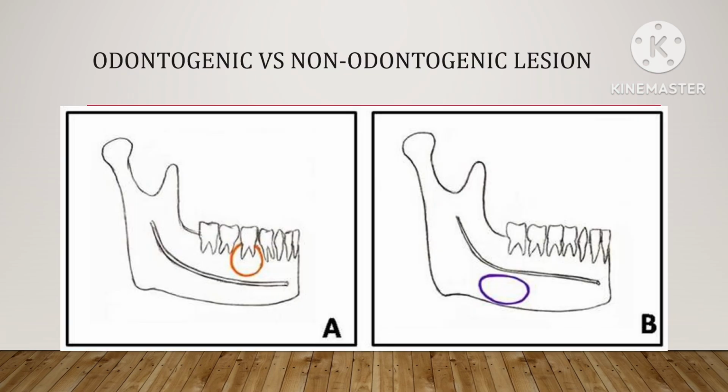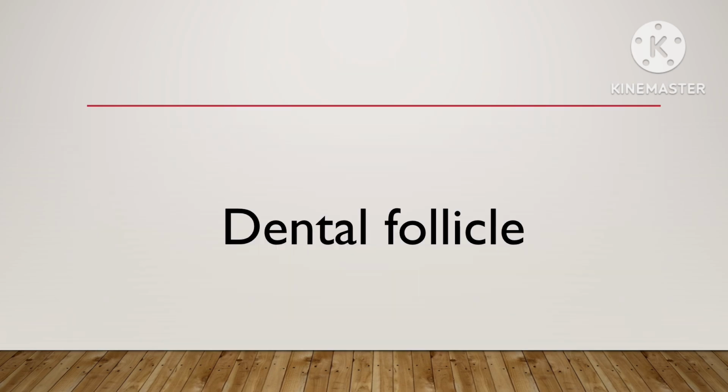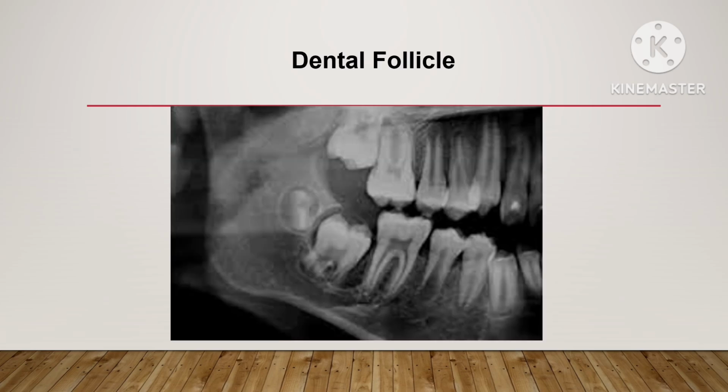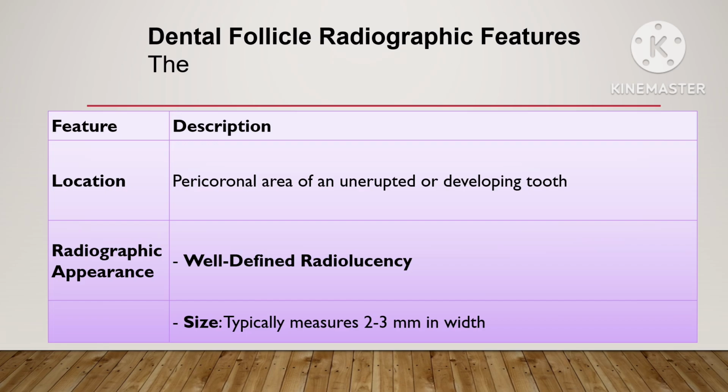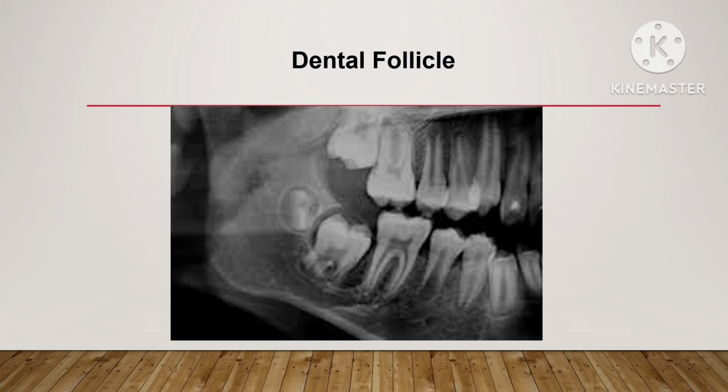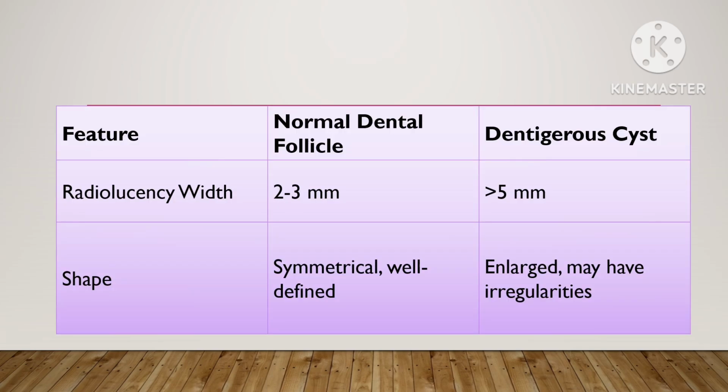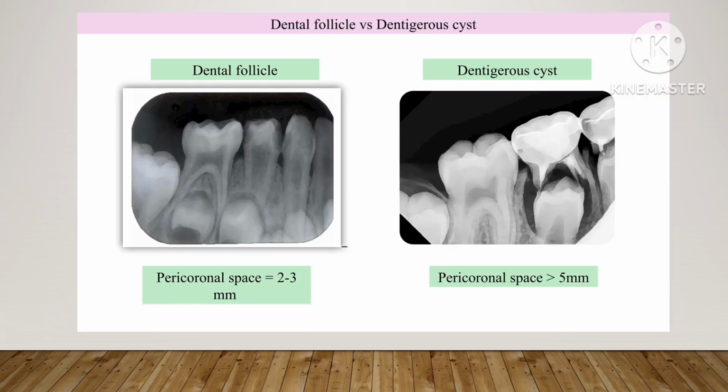First of all, we should be aware of how a normal dental follicle appears on a radiograph. The dental follicle is a soft tissue structure which surrounds a developing tooth and plays an important role in tooth eruption. On radiographs, it exhibits specific features that help in identifying it. The normal dental follicle surrounding the crown of an unerupted tooth typically appears as a thin, uniform, radiolucent space. Normal follicular space is around 2 to 3 mm in width. If it exceeds 5 mm, it may indicate a cystic or other pathological process, like a dentigerous cyst.